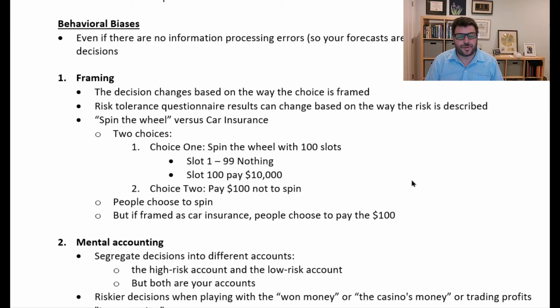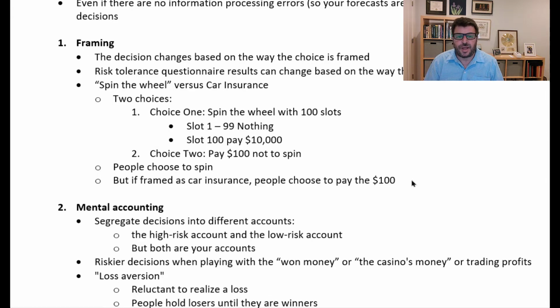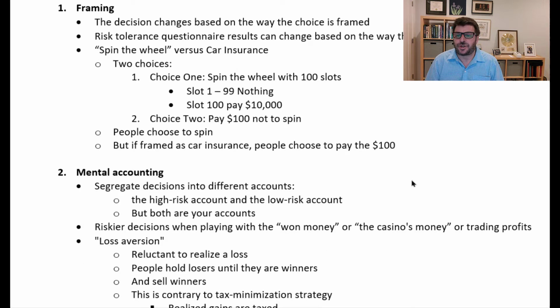So the first one we'll talk about, and again, this is not an exhaustive list, there exist others besides these, is framing. The outcome changes based on just the way we present the choice, but without actually fundamentally changing the choice. So a risk tolerance questionnaire can change based on the way risk is described. It can change based on recent history, so your current position relative to recent history. The spin the wheel example is a good one.